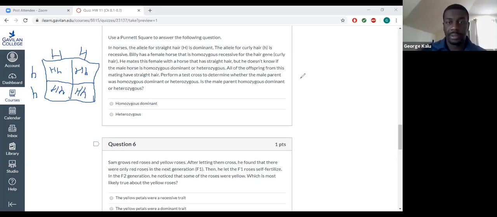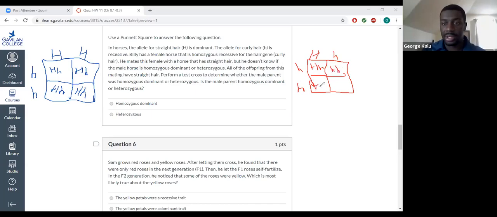If we do the other scenario, let's try this again. If we assume that the male is heterozygous, we have little h, little h, and let's assume this parent is big H, little h. Again, we do our Punnett square. We have big H, little h, little h, little h, big H, little h, and then little h, little h.